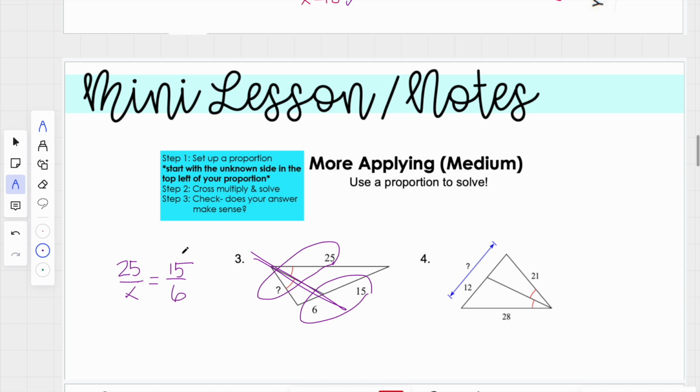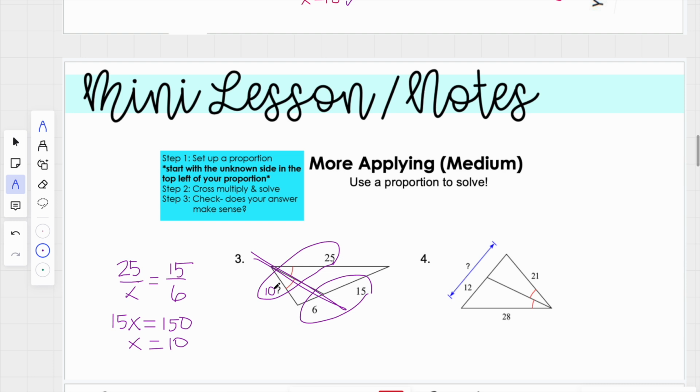Okay, cross multiply. So I have 25 times 6 is equal to 15 times x. So we'll say 15x is equal to, now if I had 6 quarters in my pocket, how much money would I have? Oh, hopefully you said $1.50, so 150. Then divide out the 15, leaving us with x is equal to 10. Let's double check, see if that appears to be appropriate here.